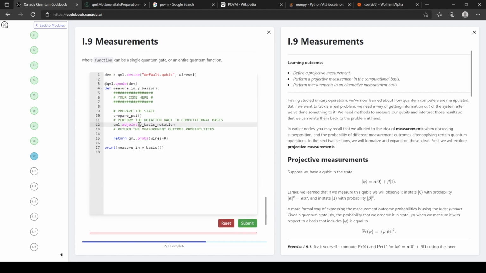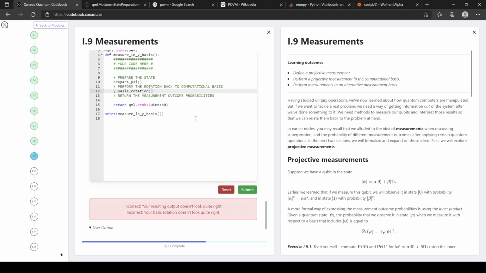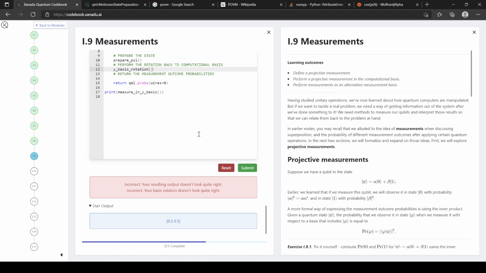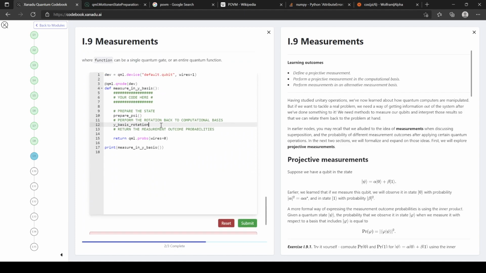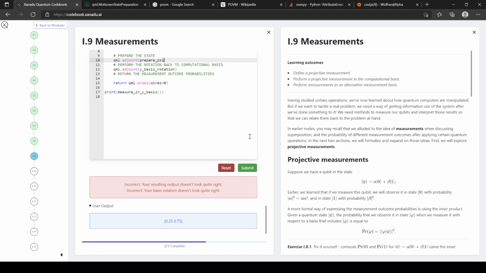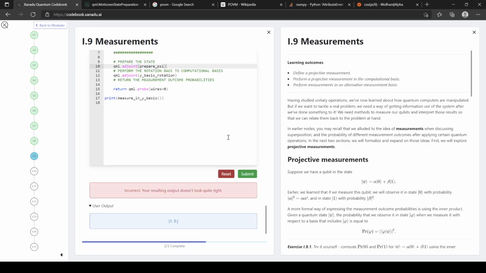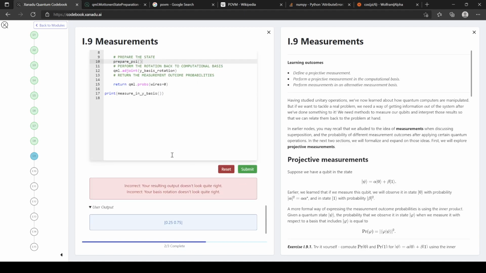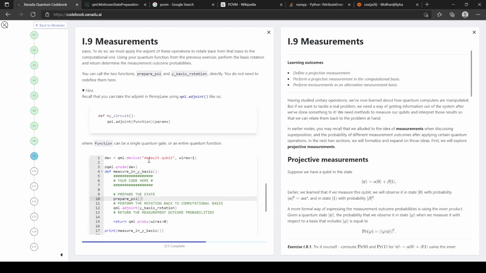What happens if I undo this? Yeah, so that's not right. Does it want me to adjoint both of them? Let's see. Oh, oopsies. Yeah, I didn't think it wanted me to do that. Okay, now why is this not correct? It's giving us the proper outputs. What's going on here?